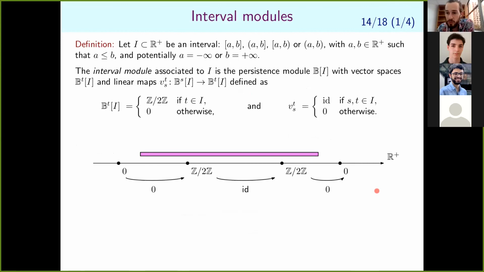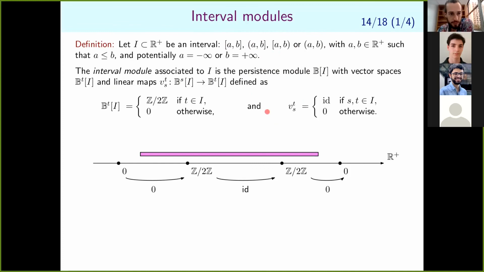So again, a definition. Take an interval I. This will be an interval of the real line, the positive real numbers. The interval might be closed, half open, or open. Anyway, I will define a persistence module based on this interval, B_I. So I have to define vector spaces and linear maps.